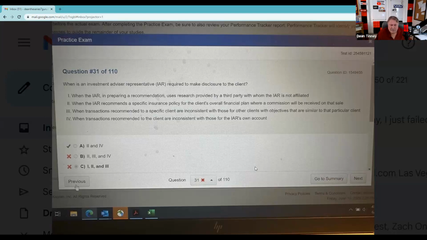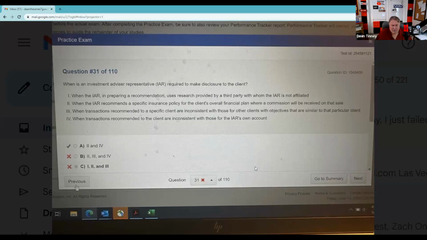Okay, so let's look at each of these. When an investment advisor rep is preparing a recommendation, uses research provided by a third party with whom the IAR is not affiliated. Now, Oscar, my guess is here that you maybe thought this said something different than it did.